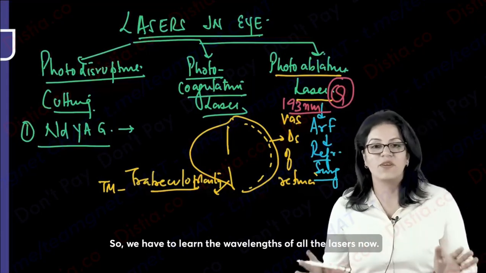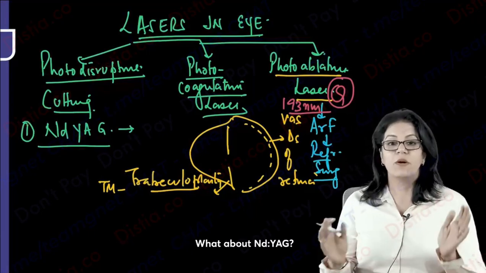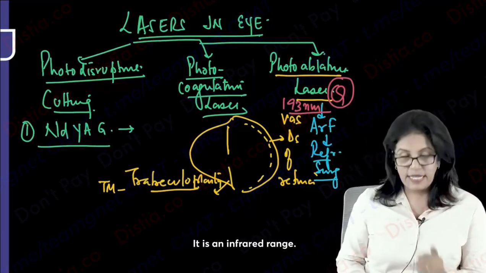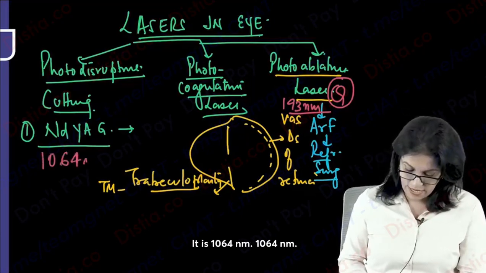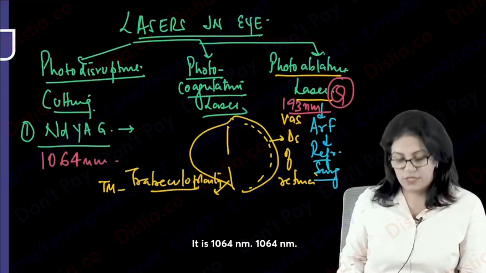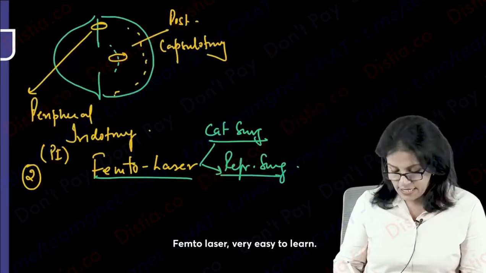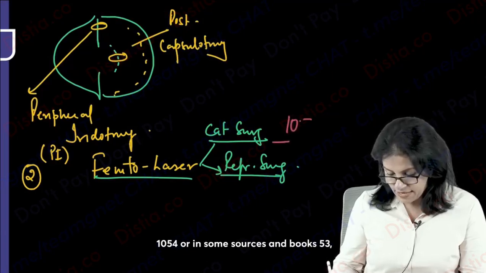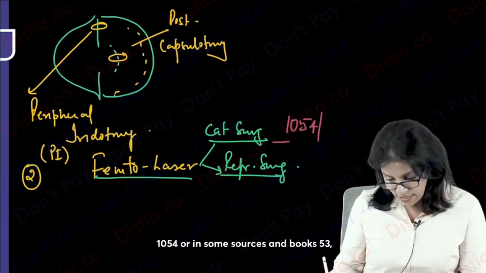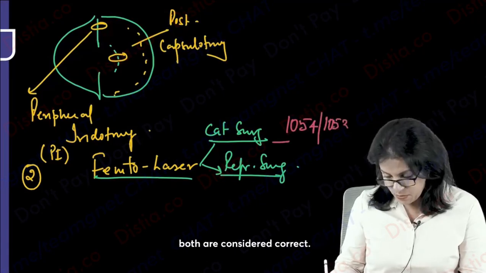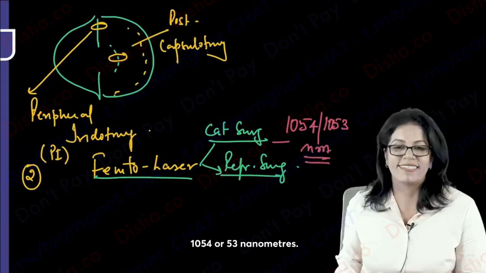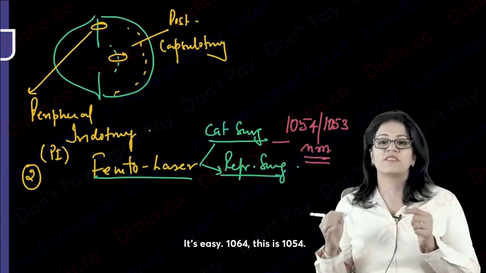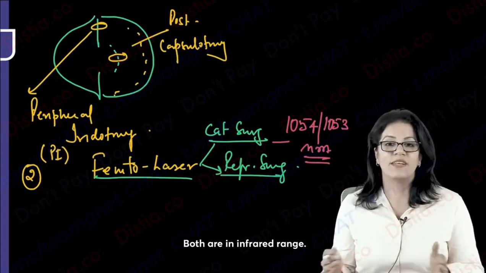So we have to learn the wavelengths of all the lasers now. What about Nd:YAG? It is in the infrared range. It is 1064 nm. Femtolaser is very easy to learn: 1054, or in some sources and books 1053, both are considered correct. It's easy now. 1064, this is 1054. Both are in the infrared range.